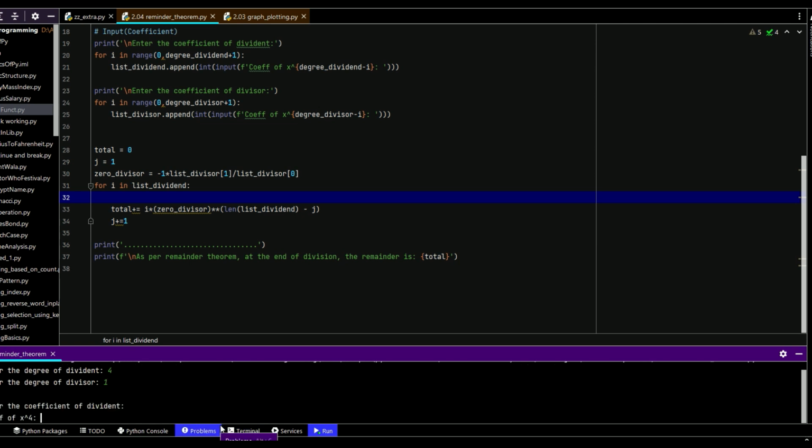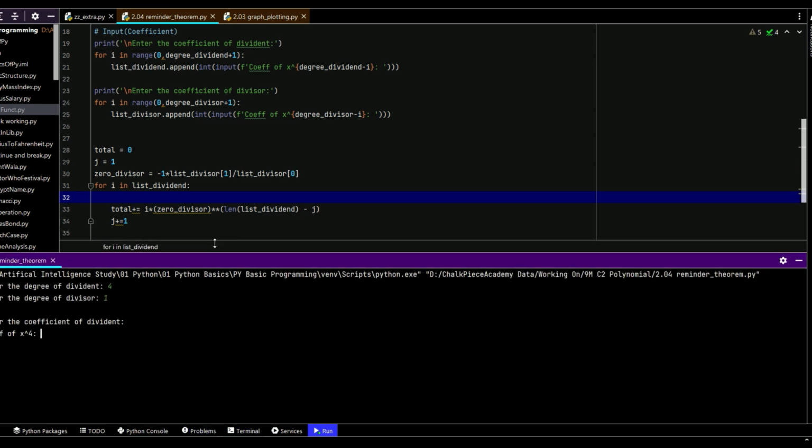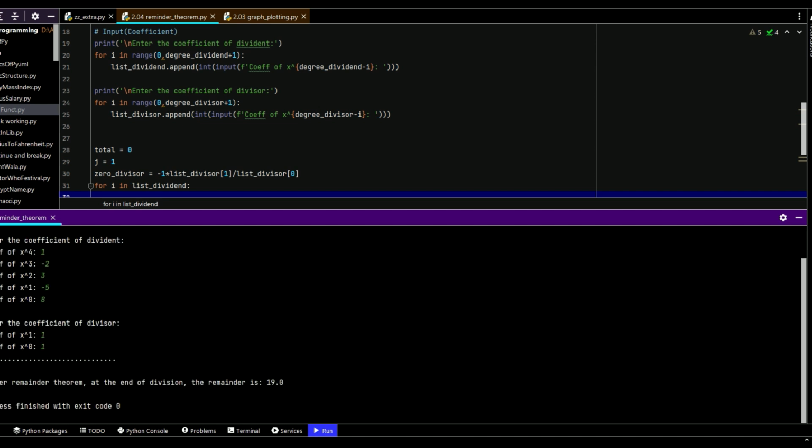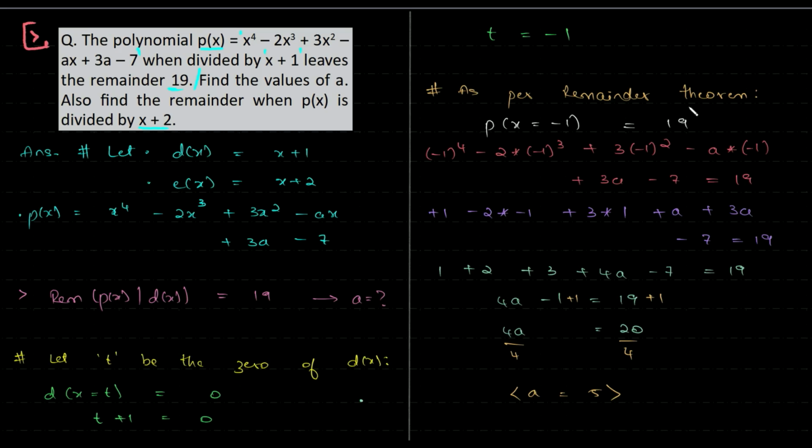So let me do that. I have the expression in front of me. I've kind of written it down. The coefficients of x to the power of 4 are 1, minus 2, 3, minus 5, and 8. And the other one is 1 and 1, if I'm right. So the answer is 19. As per the remainder theorem, at the end of the division, the remainder is 19. And yes, that's correct. So this answer is pakka.